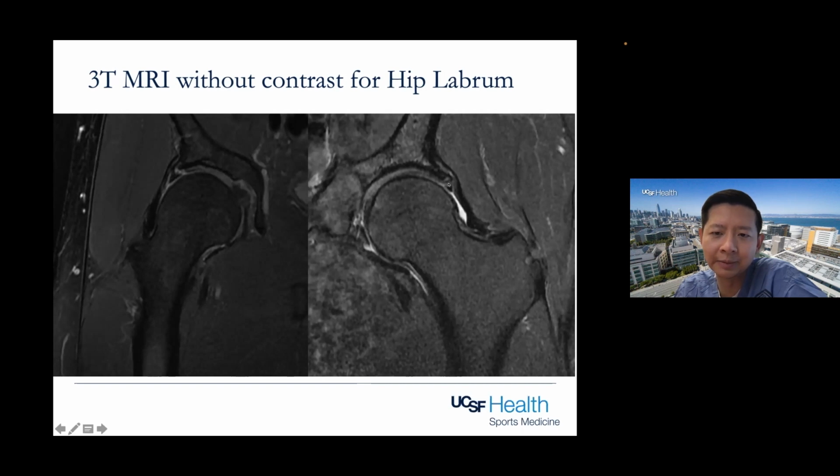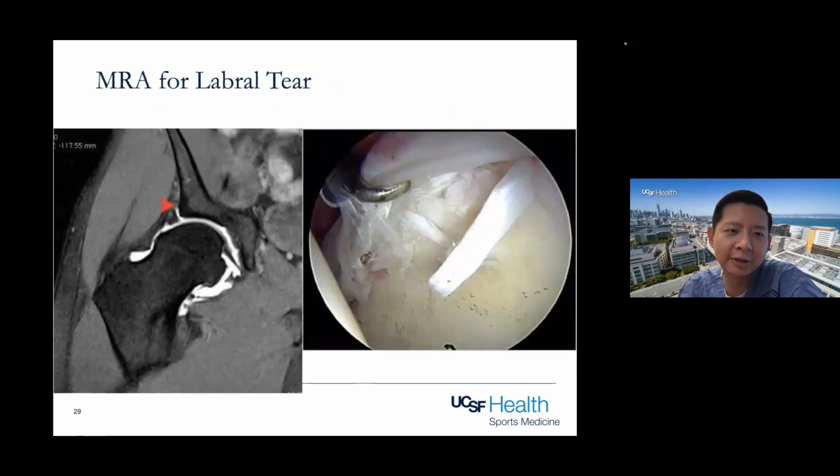So that's the labrum, that little triangle, and it's separated from the bone. And you can see where the 3 Tesla MRI picks up the native fluid there very well in between the labrum and the bone. And now this would be an MR arthrogram for labral tear. You see there's just a lot more bright fluid in there because we've injected all this contrast, and it can kind of seep in and define that labral tear even further.